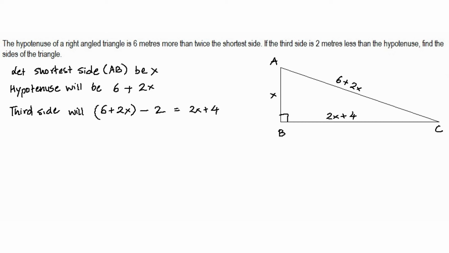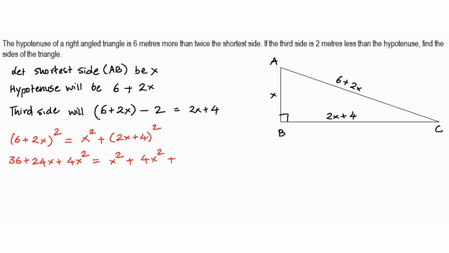Okay, so using Pythagoras theorem, let us solve this question now. We have 6 plus 2x the whole square is equal to x square plus 2x plus 4 the whole square. Using a plus b the whole square, I get a square, that's 36, plus 2 times a times b, that's 24x, plus b square is 4x square, that equals x square plus, this is again a plus b the whole square, so it's 4x square plus 16x plus 16, right? So now again, let's see if some terms cancel. Over here, 4x square cancels.